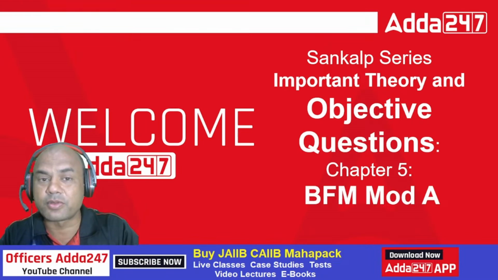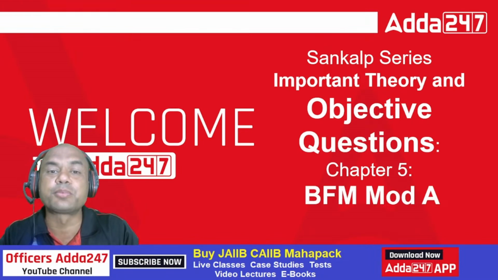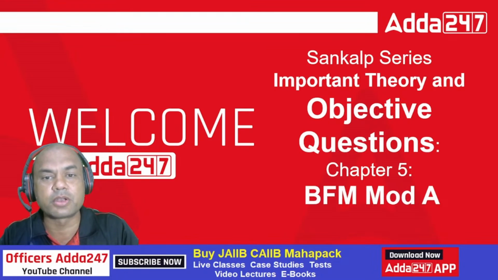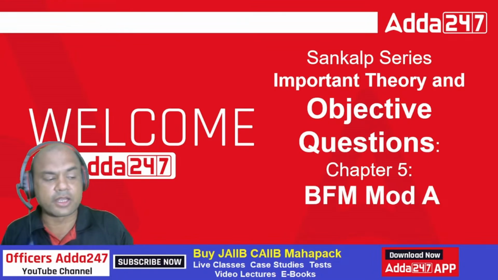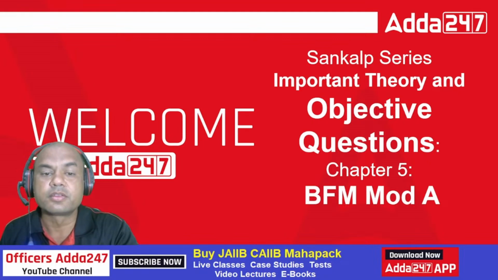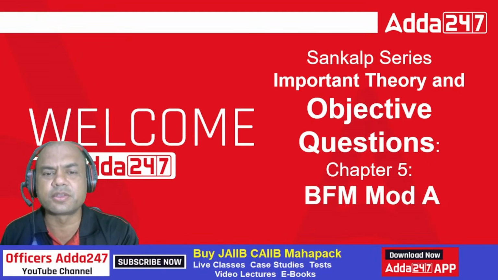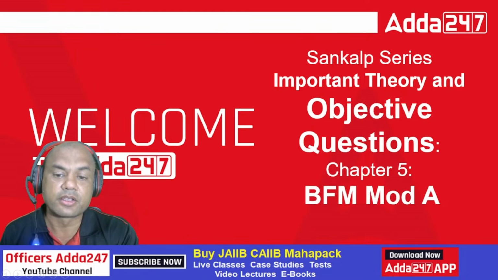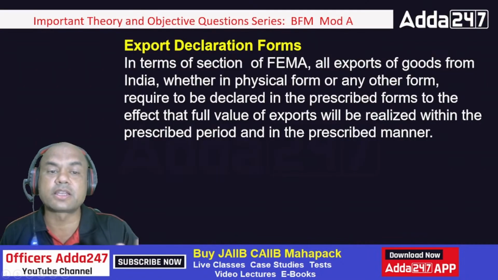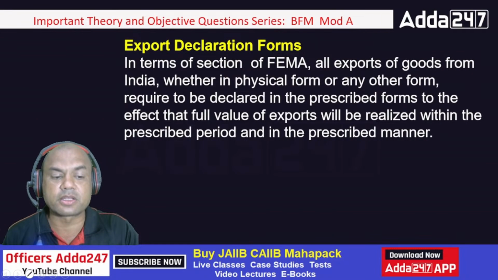Now, what is chapter number 5? These are all the incentives given to the exporters and the importers by the Government of India. So that is basically the incentives given, and that we'll be studying. Today we'll be studying the export declaration forms. Now, what are export declaration forms?